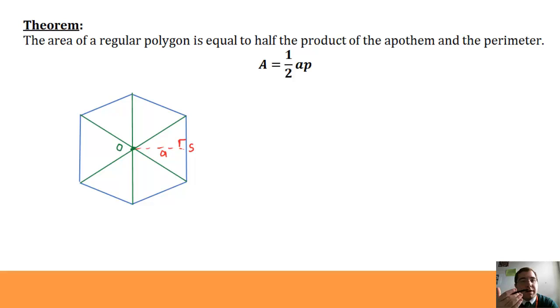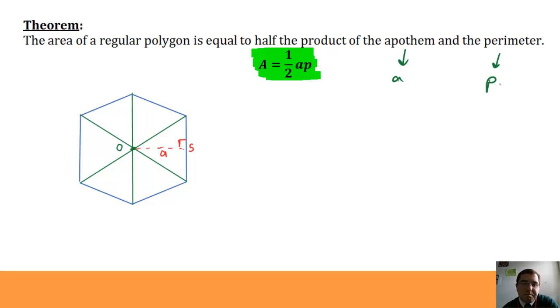Or if I know just one side and the apothem, I can find the area, because with that one side, I can find the perimeter, because all the sides are equal. So I can just multiply that side by the number of sides that there are, and I'll have the perimeter. So we have this formula. The area is 1/2 A times P, where A is the apothem, P is the perimeter.